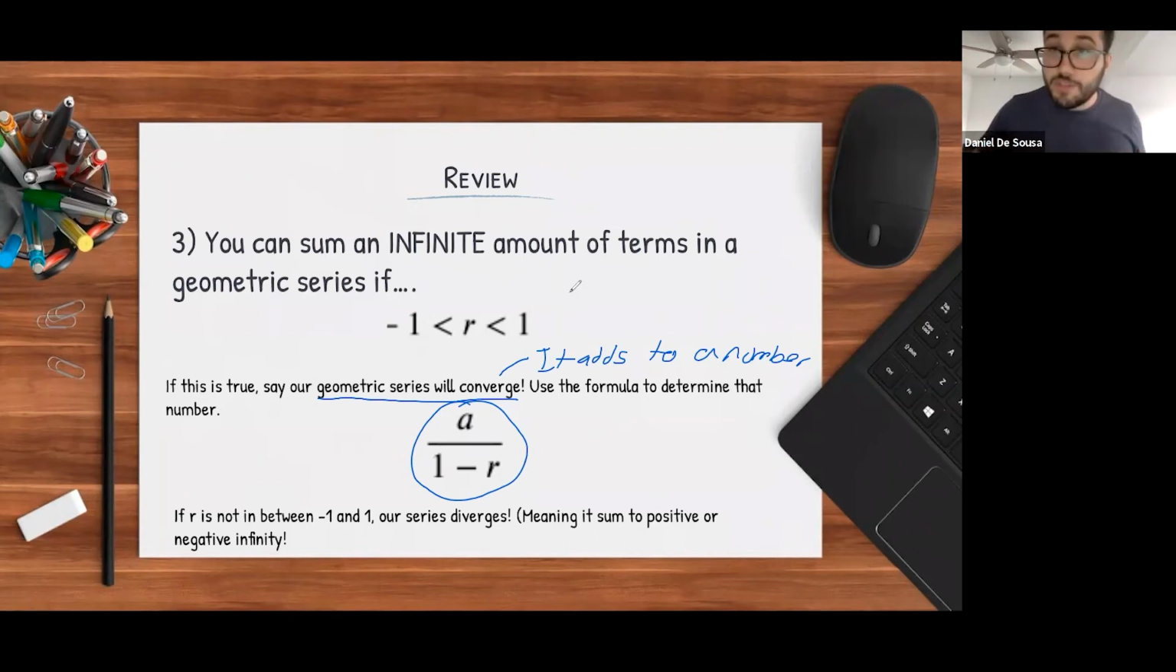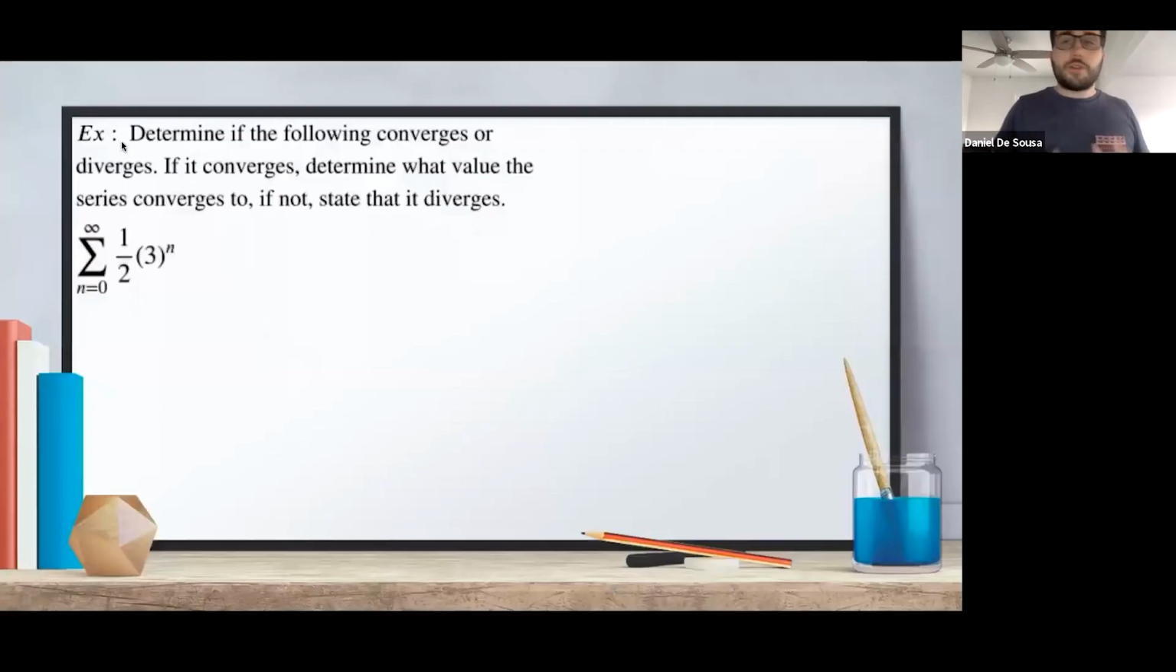So let's do some examples. All right. So this is typically how it would be written out formally. Let's just do it. Determine if the following converges or diverges. If it converges, determine what value the series converges to. If not, state that it diverges. So again, I'm going to go quickly backwards.